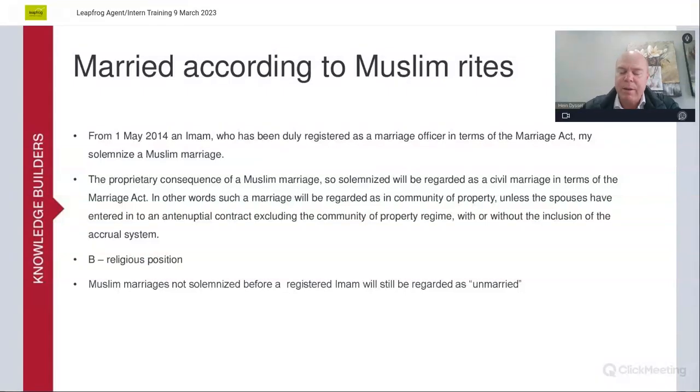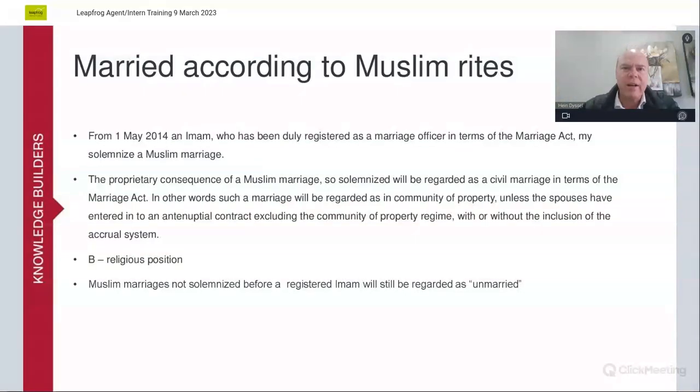So they will obviously be married in community of property to each other if they never entered into an antenuptial contract before they got married in front of the Imam on their wedding day. If they did enter into an antenuptial contract before they got married, then they will be married out of community of property. So it is important. So what we do is, when we consult with clients, and this will obviously be applicable to you as well. So that's why I'm mentioning it to you.